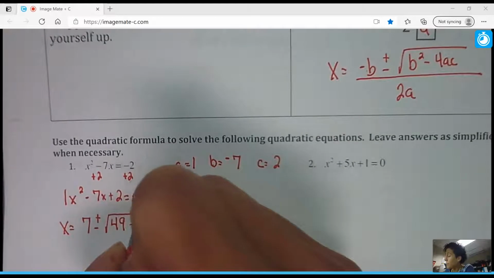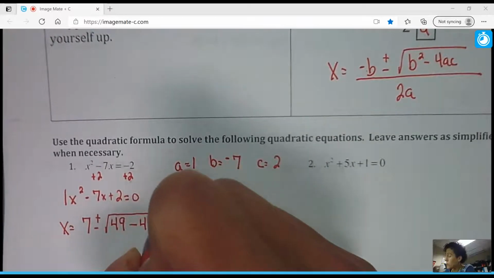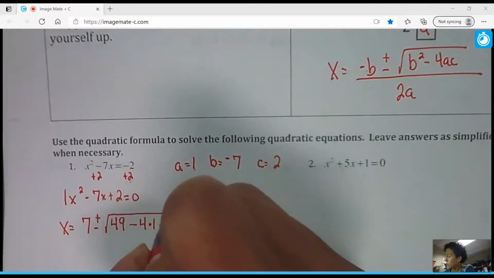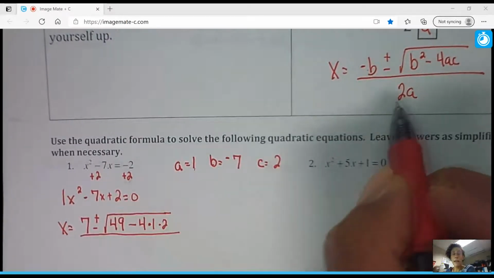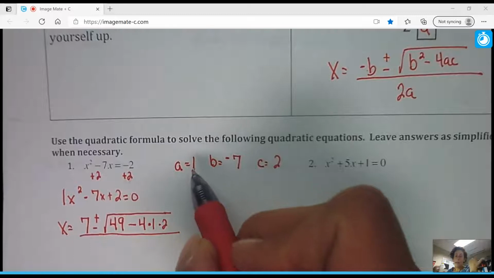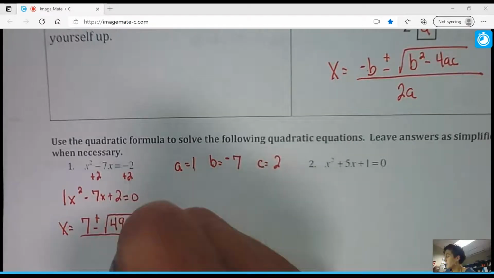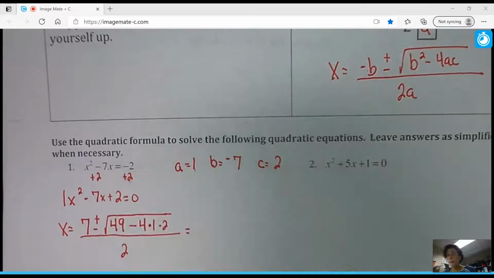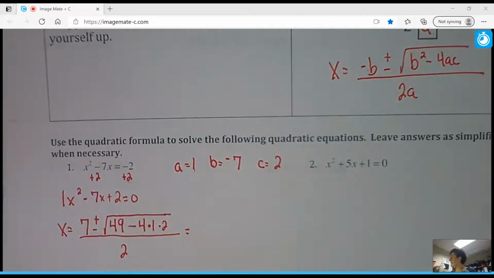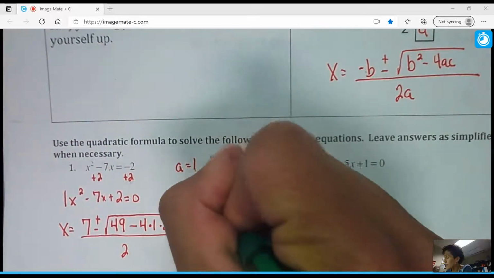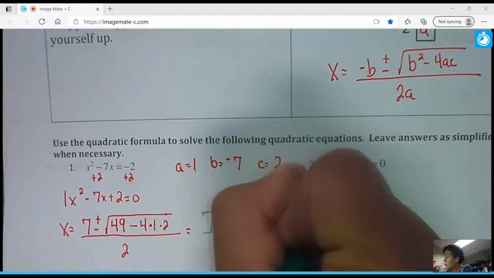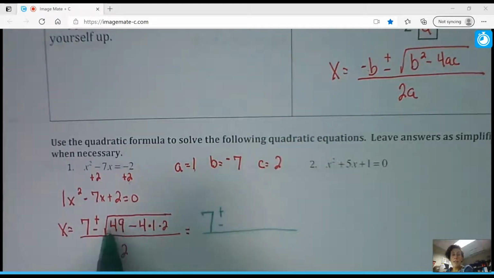And then minus 4 times a, which is 1, times c, which is 2. And then all of that's going to be over 2a. So 2 times a. So I'm just going to get that in my head and write it down. So 2 times 1 is 2. From there, we got to start cleaning it up. And this is why the quadratic formula is not that great, because the cleaning it up is where we run into the issues. So the first thing you should always bring your attention to is inside the radical.